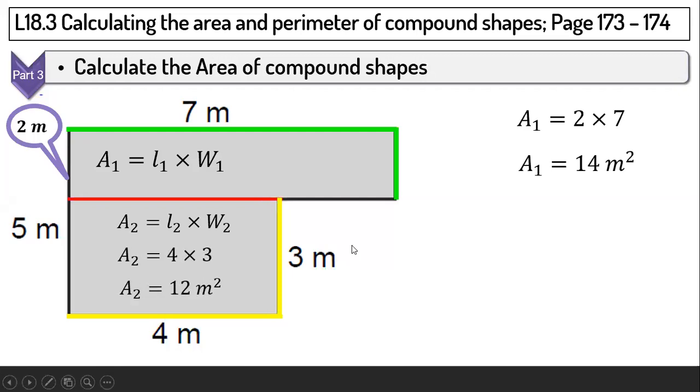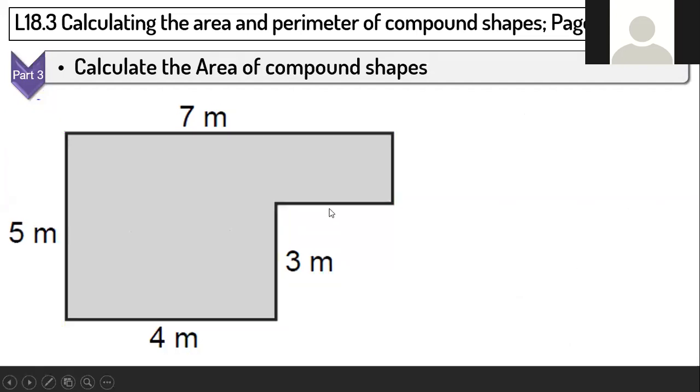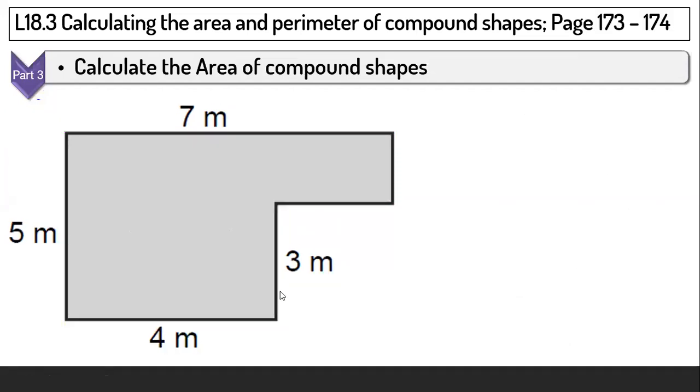But still, I'm not done. What will I be doing? Total area is area 1 plus area 2. So I will be adding 12 plus 14, which means the answer will be 26. Let's do it the other way now. In the other way, you're going to cut it vertically. Will you end up with the same answer? Let me hear you out.